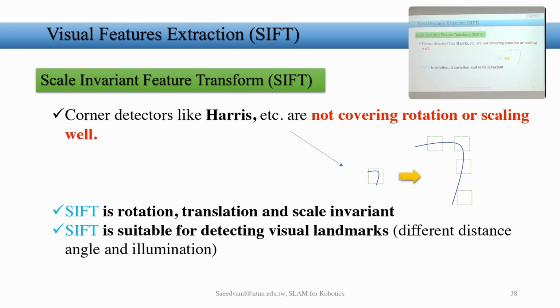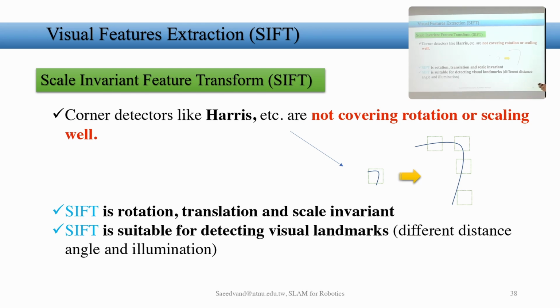So that we say SIFT is rotation, translation, and scale invariant. You can see it's in the name too: scale invariant feature transform. SI stands for scale invariant. And this makes it very suitable for landmark detection in the SLAM problem that we have.